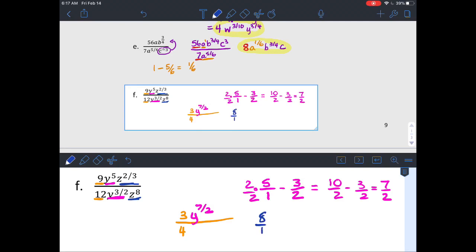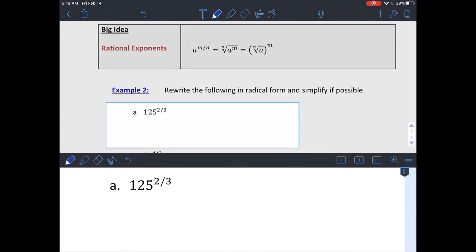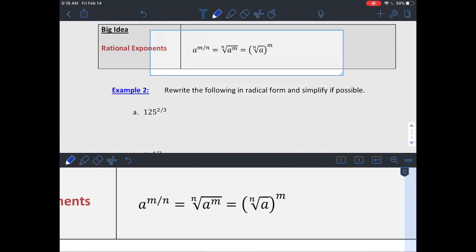And then for your z's, you have 8 minus 2/3, common denominator. You'll end up with 22 over 3. Wait, hold up. 8 was the larger value, so my result should end up on bottom there. And there's my final. Okay, that was basically all review. Things were just fractions. No big deal.